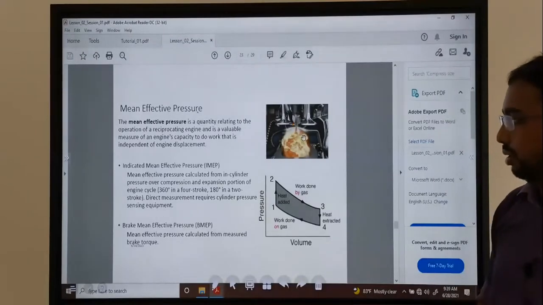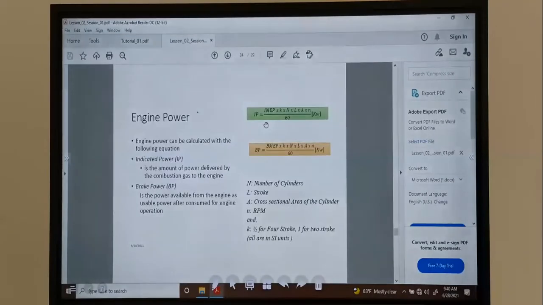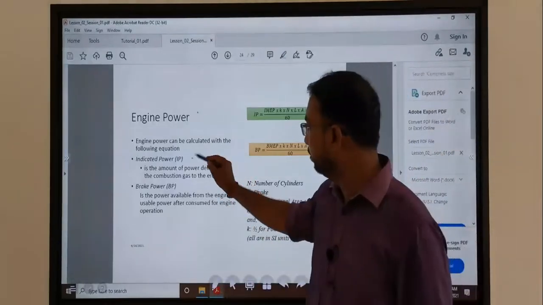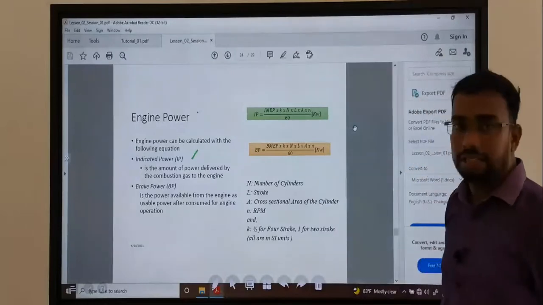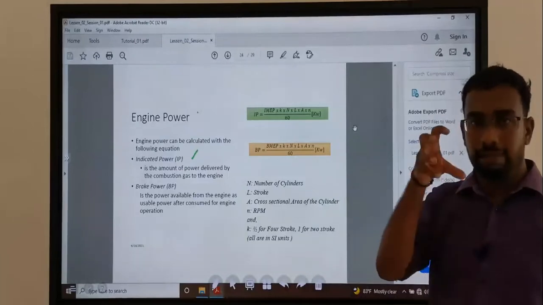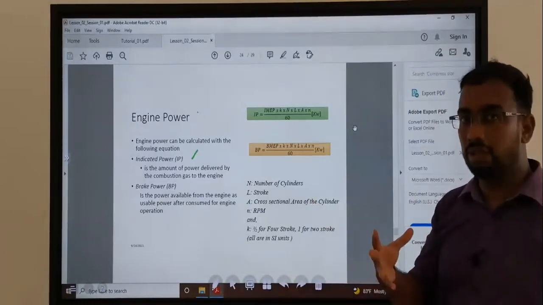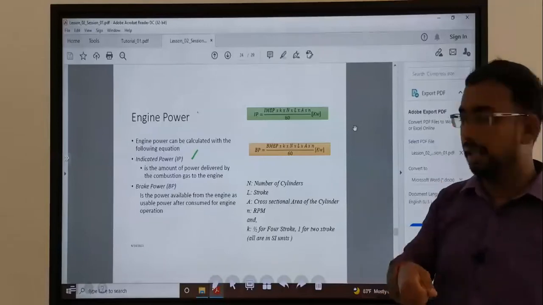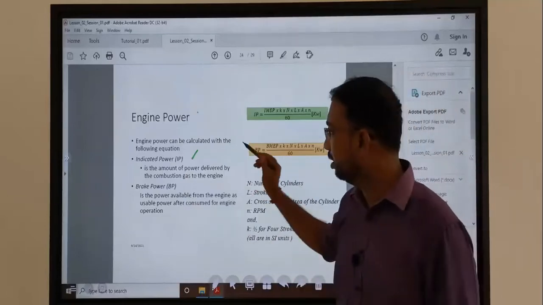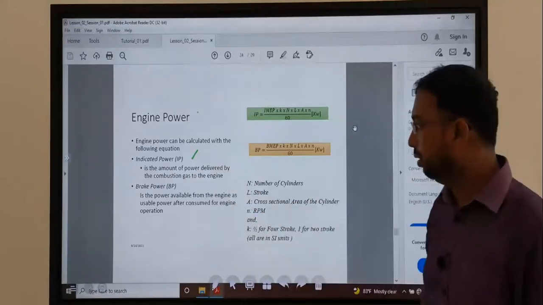Before that, you study about indicated power and brake power. What is indicated power? It is the amount of the power delivered by the combustion gas to the engine. That means the combustion gas inside the cylinder produces power inside the engine. So that power is called indicated power.